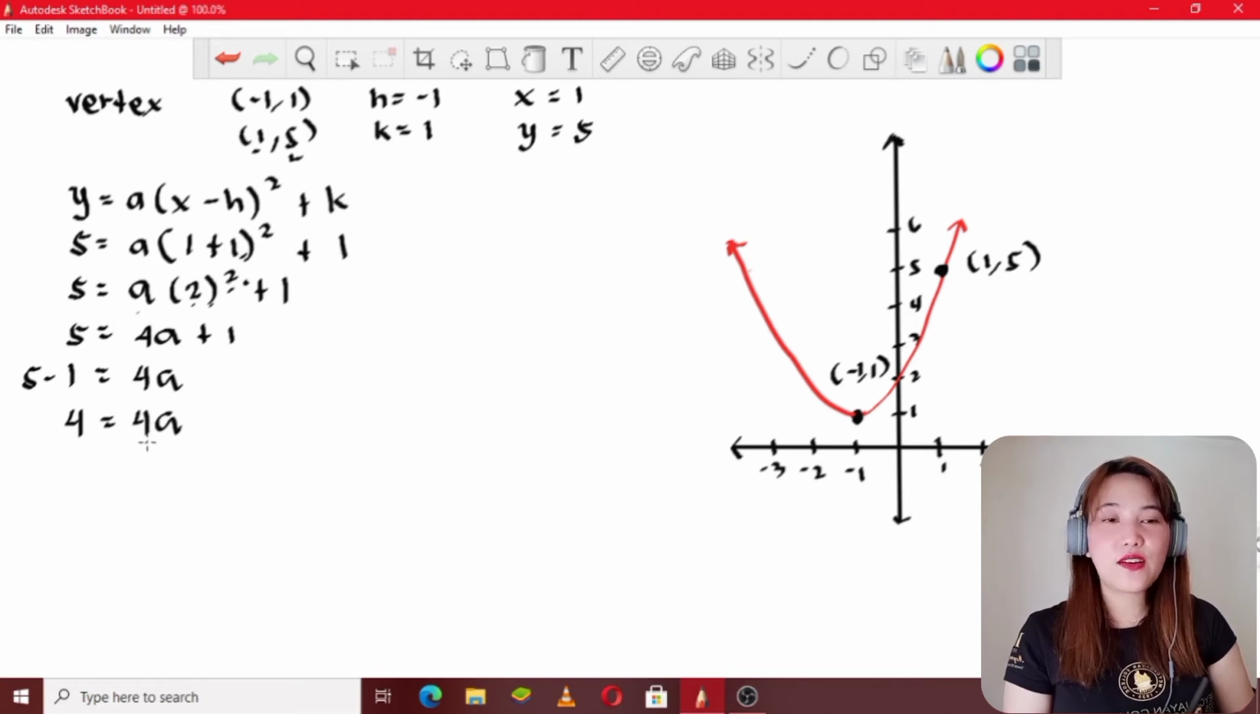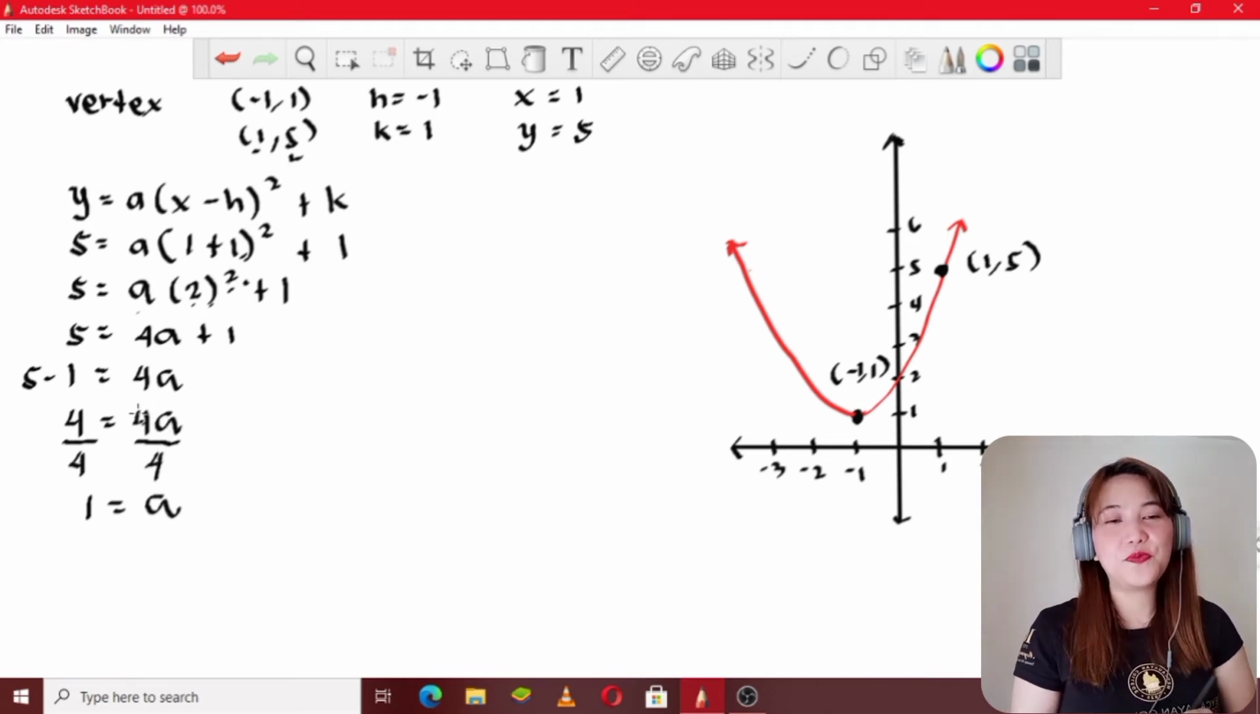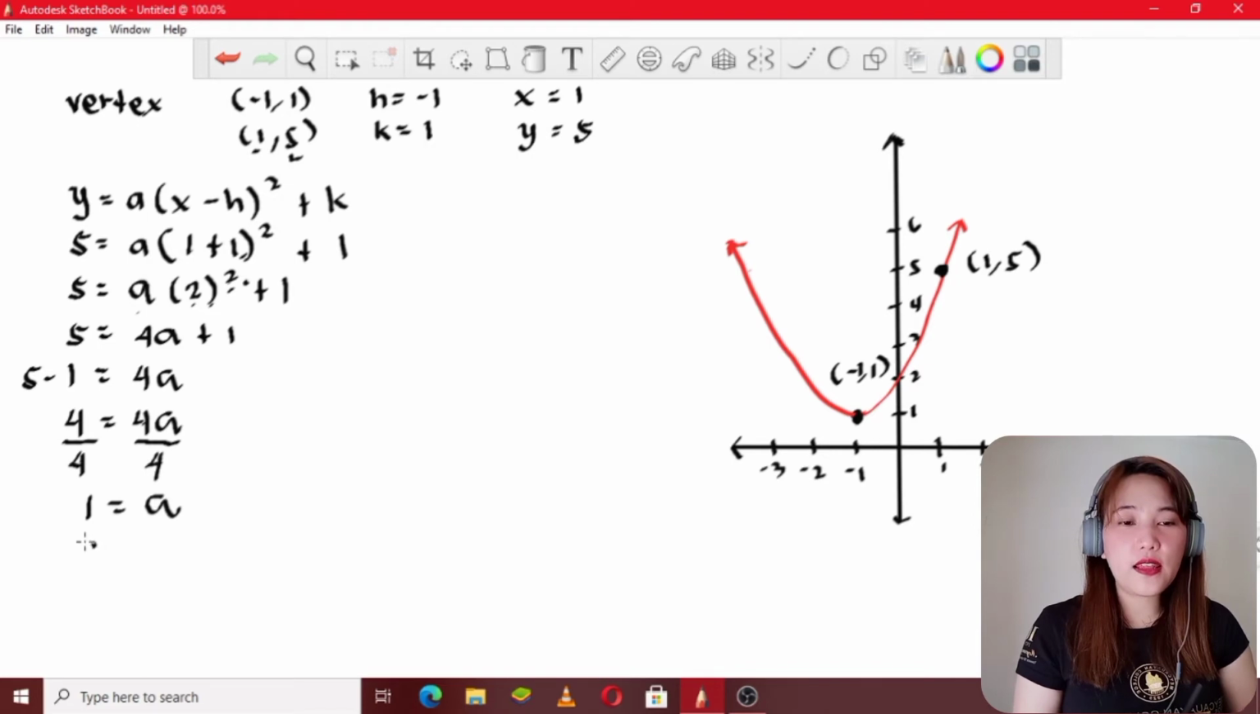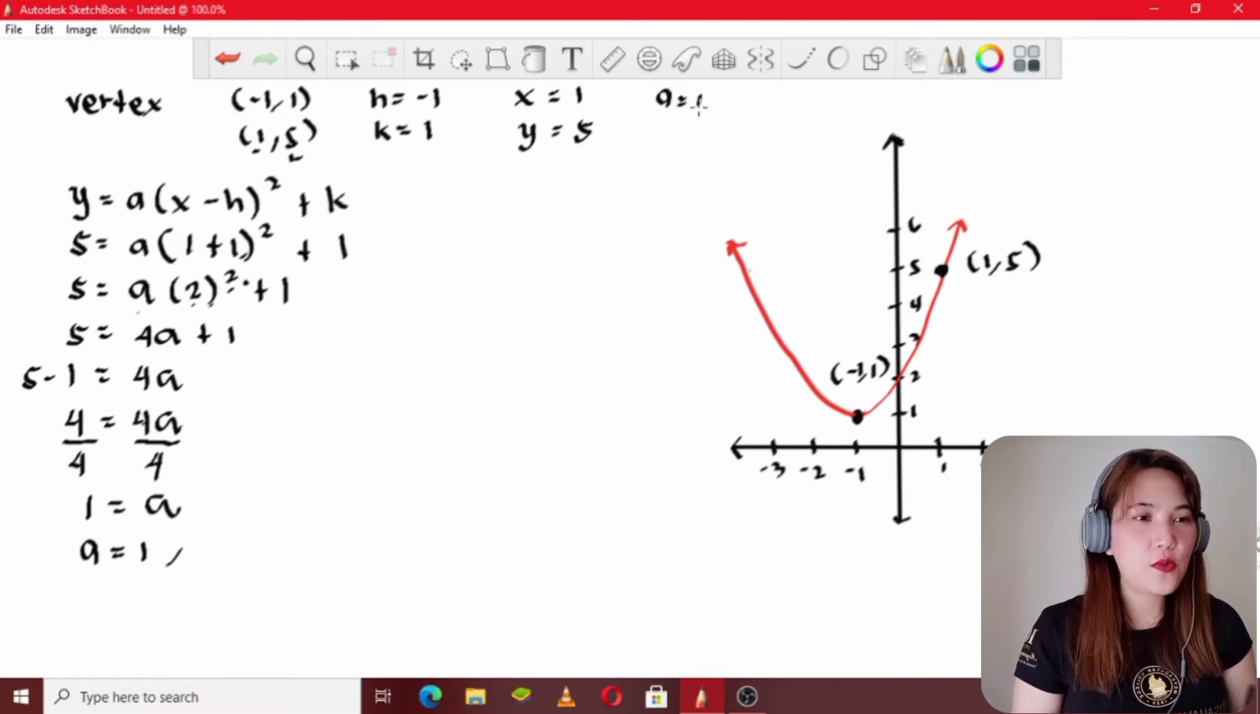Since we have here coefficient of a which is 4, para matanggal yan, we will divide both sides by 4. So, we'll have here 4 divided by 4 is 1 equals 4a divided by 4 is simply a. Or we will just cancel 4. Therefore, ang value ng a natin is 1. Okay? So, we have here now the value of a which is 1. Idagdag natin yan dito. So, our a is 1.